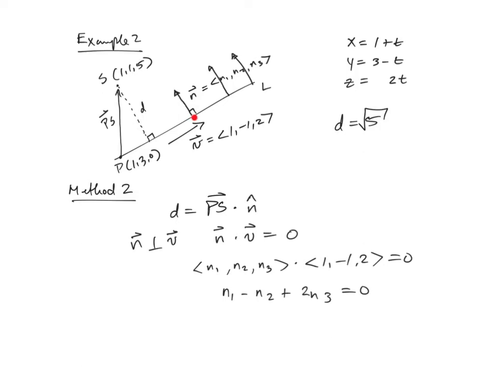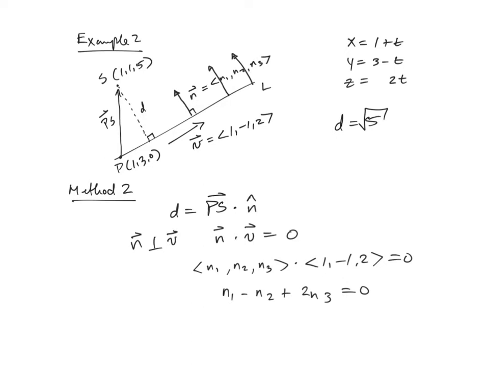I wouldn't want this n vector to start here and go straight into the page. That vector would be perpendicular to the line L, but it would not be in the same plane defined by the line L and the point S. Or another way to think of it is, I need this vector n to be in the same plane as this vector PS. Okay?